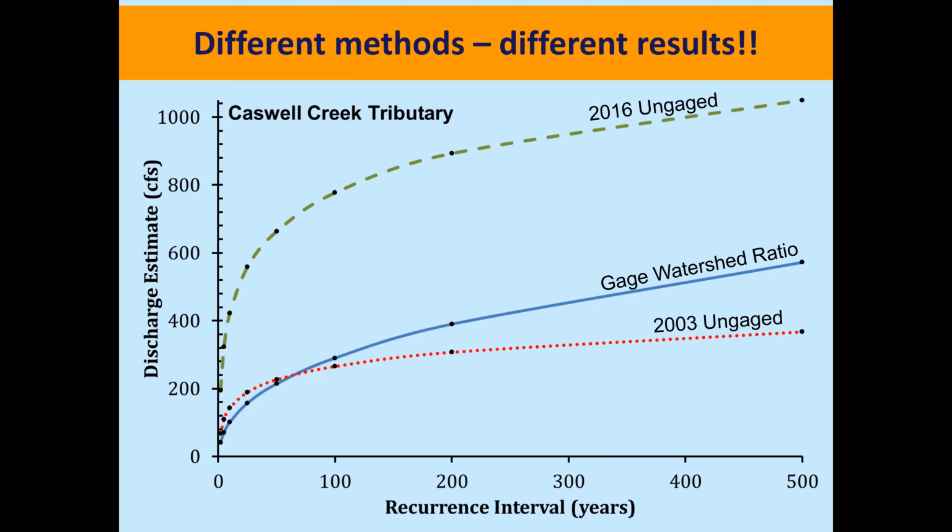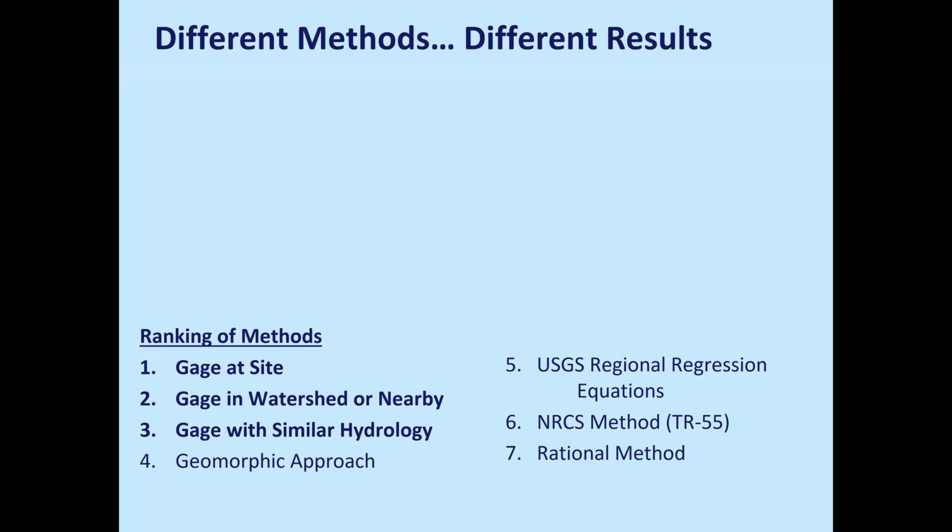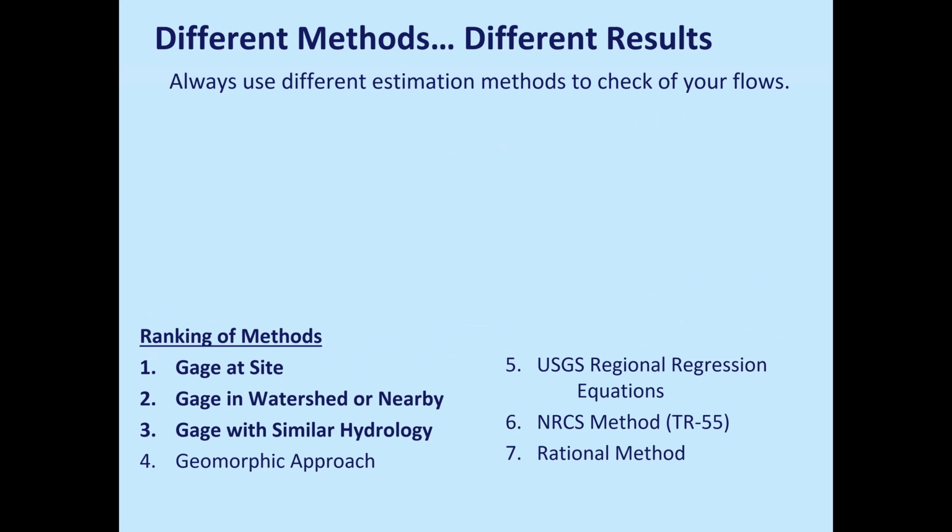But that's just showing you the spread of what you might see in your hydrology design phase. So a lot to sift through, and the more methods, the better, and the better understanding of local hydrology, the better too. All right, so summing all this up, always use different estimation methods to check your flows. I think that last slide showed you'll probably have a spread, and it'll take some careful thought and interpretation to determine your design flow.